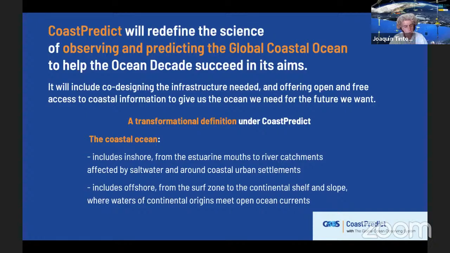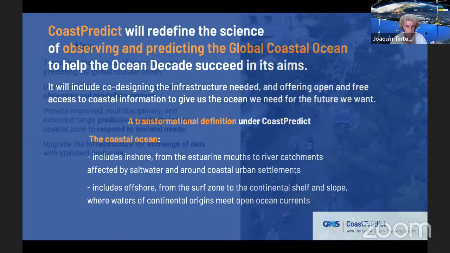And by coastal ocean, we include the inshore, and we include the offshore, from the open ocean to the estuarine mouths and the coastal urban settlements. Next slide, please.